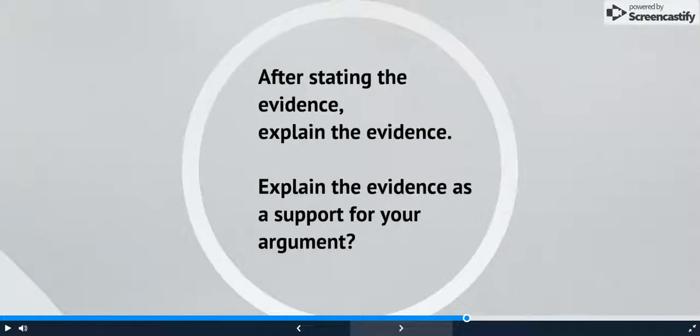After stating the evidence, explain the evidence. So I heard one time a professor or a teacher in high school said, for every sentence of research, you should have 2 sentences of explaining that research to me. And so that's the explaining the evidence part. How are you supporting your argument? Yeah, you put that quote in, but how does it relate to your topic?